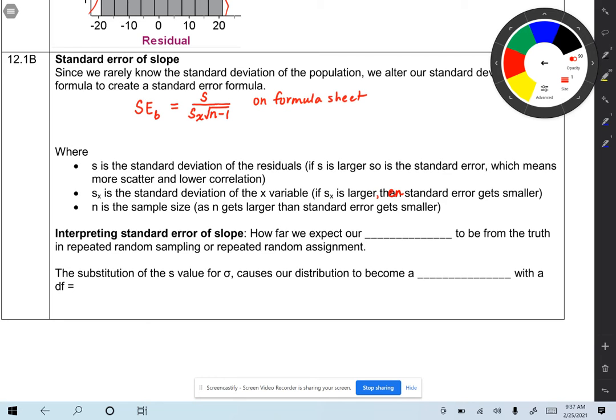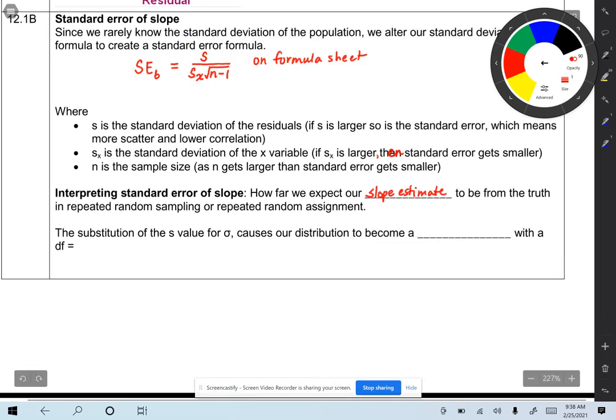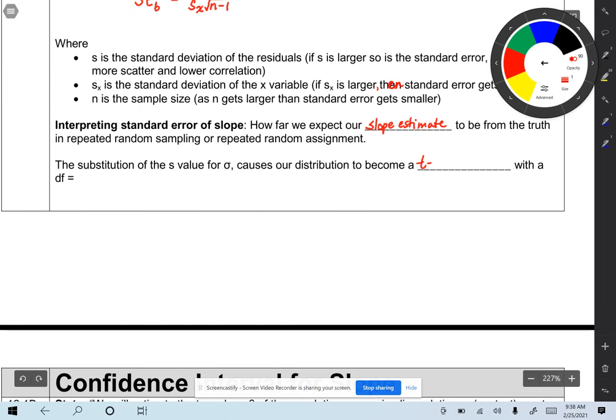Interpreting standard error of slope: how far we expect our slope estimate to be from the truth in repeated random sampling or repeated random assignment. The substitution of the S value for sigma causes our distribution to become a T distribution. So whenever we're going to have a T distribution, we are going to have the degrees of freedom, and the degrees of freedom is going to be n minus 2.